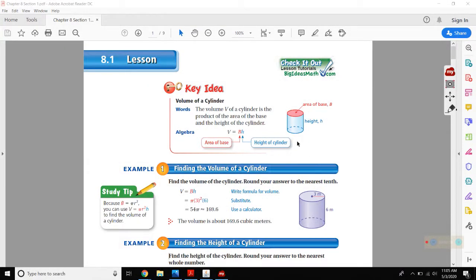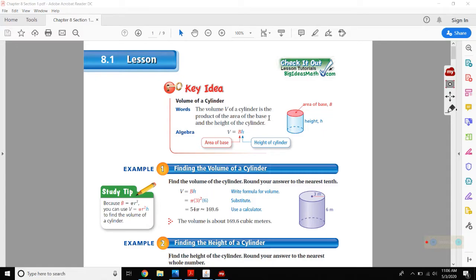Volume of a cylinder. So here we have our cylinder shape. To find the volume of this cylinder shape, we use this formula: V equals B times H. V stands for the volume, and it's equal to B, which is the area of base. So it's the whole area of the top or bottom circular part of the cylinder, times the height of the cylinder. Now, this formula isn't going to be the one we use.